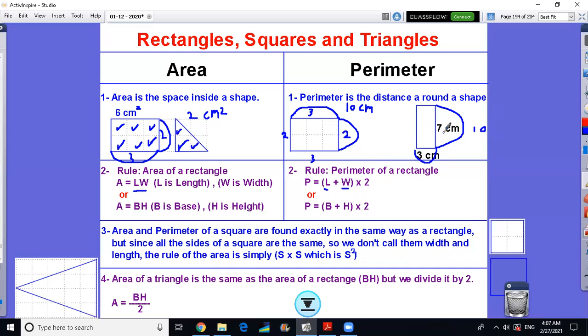Why do we multiply by 2? Because I have two lengths and I have two widths. So it's just 7 plus 3, then multiply the answer by 2. And here is the rule of the perimeter of a rectangle.